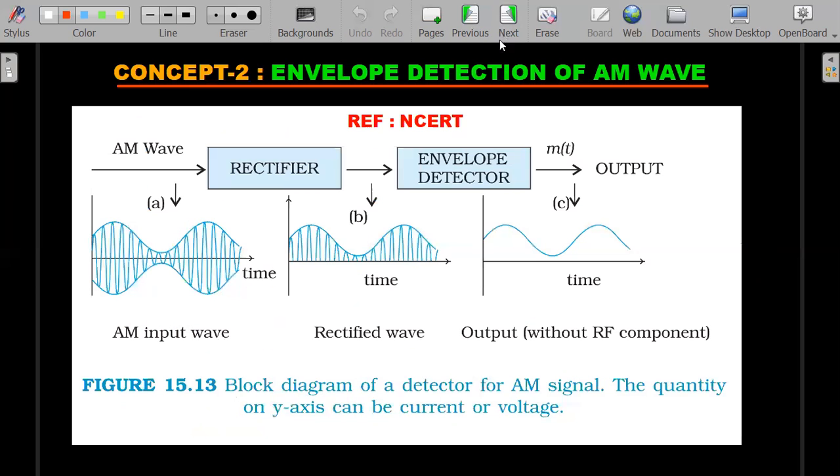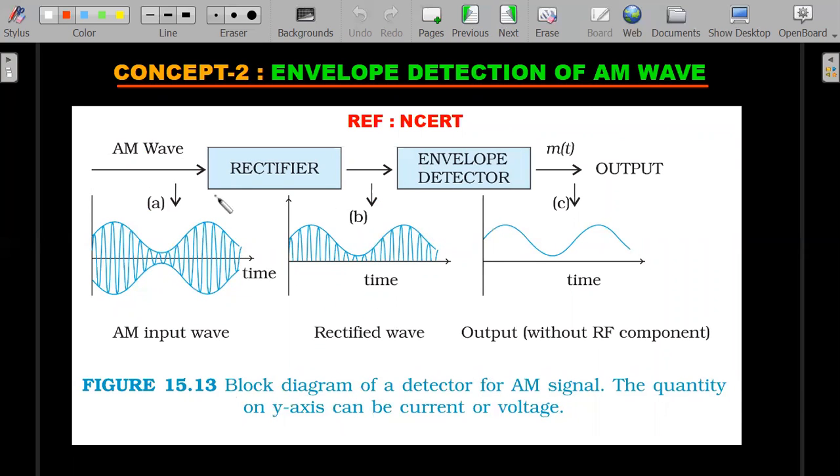Okay, right? So now the concept two that we are talking about is the envelope detection of AM wave. Last time we did it for a sine wave, now we are going to do it for an AM wave. This is again a basic diagram that's given from chapter 15 of your NCERT textbook, wherein the AM wave has already been sent into the air and it is on the receiver side here. You could see this is the detector for the AM signal.